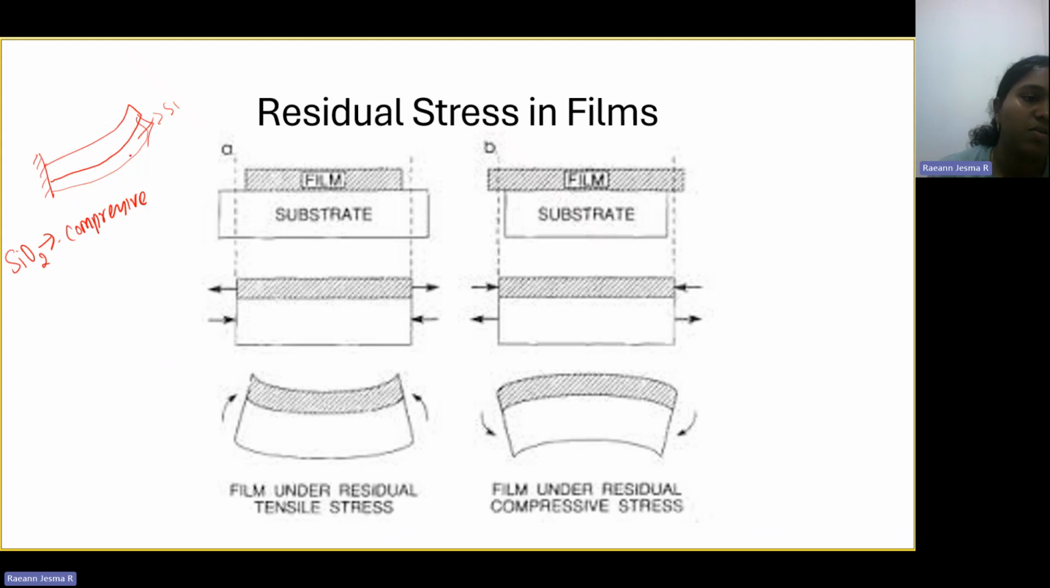If we look at silicon nitride, Si3N4, depending on the stoichiometry, certain stoichiometry of silicon nitride can have tensile stress.